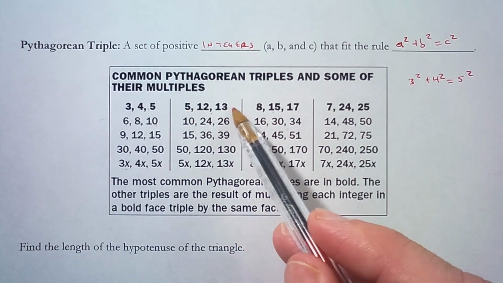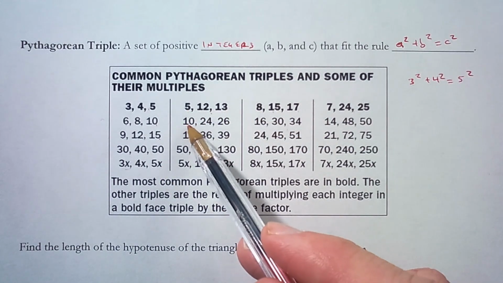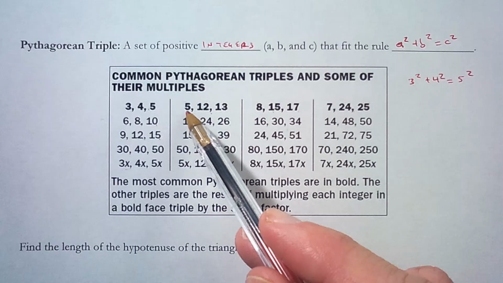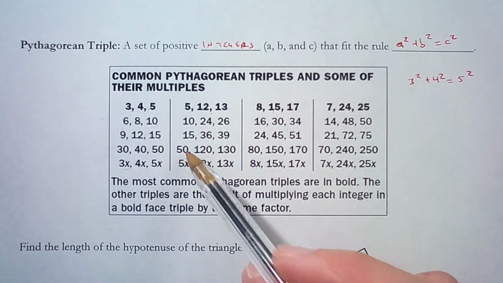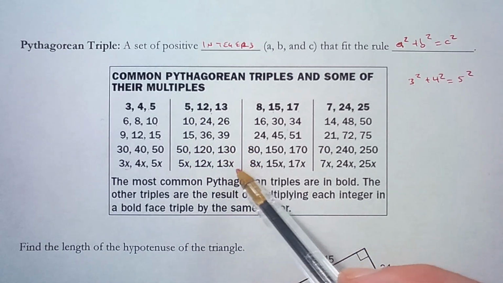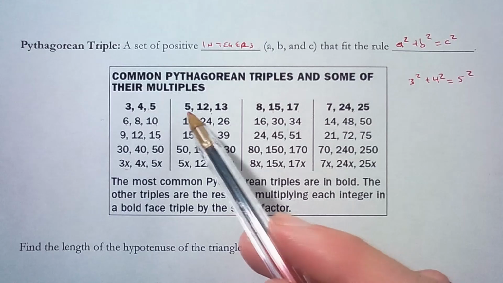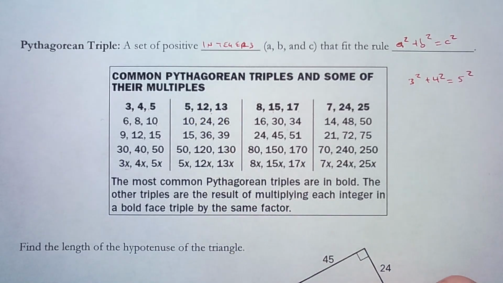Same with 5, 12, 13. If I multiply them all by 2, I get 10, 24, 26. I can multiply them all by 3 or by 10 or by any number I want to. As long as I multiply all 3 by the same number, I get a new Pythagorean triple.